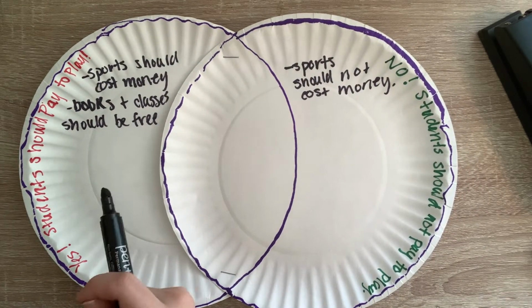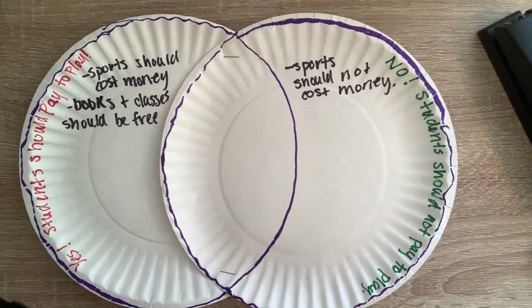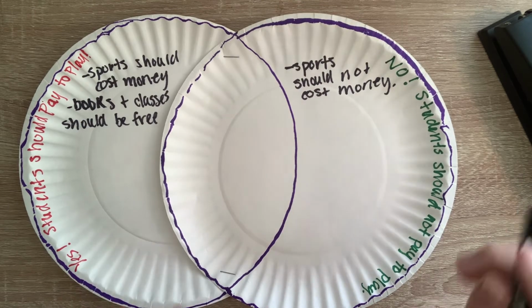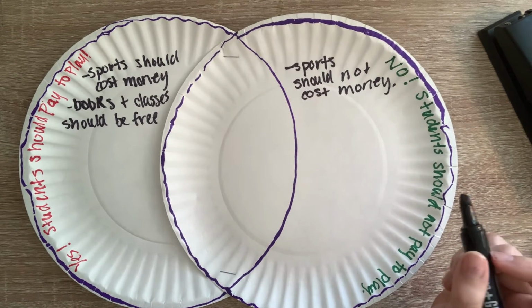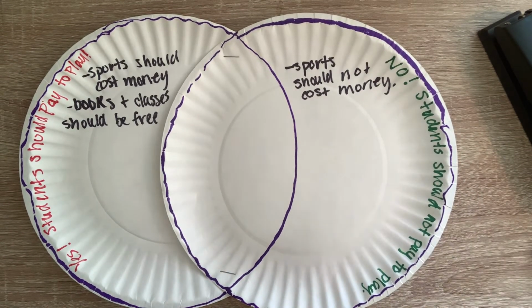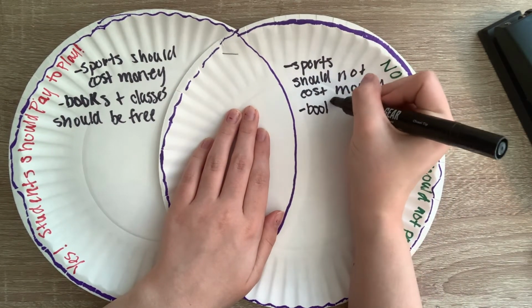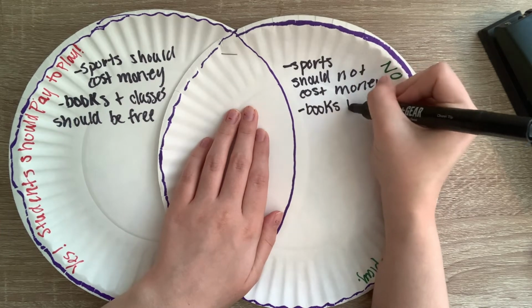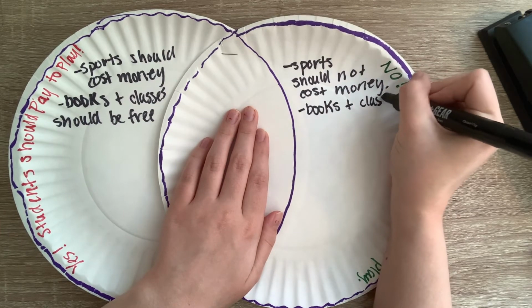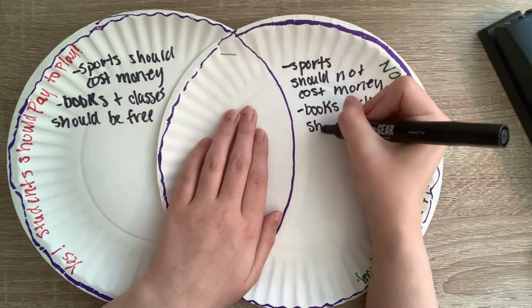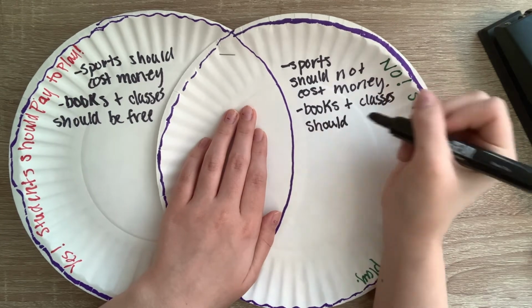They believe that books and classes should be free, which is why they think you should charge for sports to keep them free, whereas the second author said, if sports cost money, so should books and classes. So we will put that. Books and classes should cost money, but remember, they mean only if sports cost money as well.